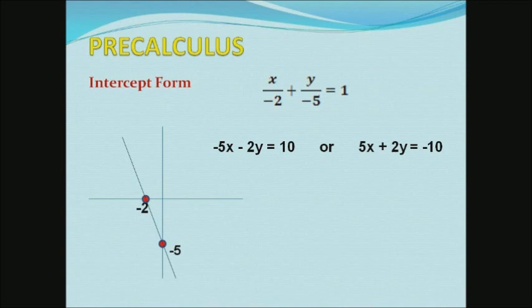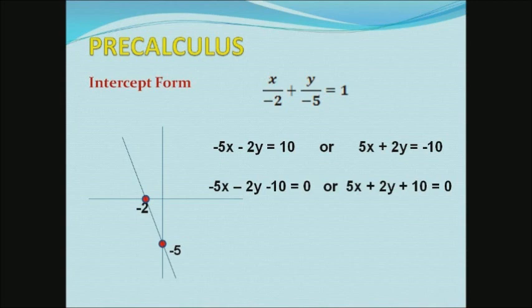-5x minus 2y equals 10. Or, kung gusto nyo naman, tanggalin natin yung mga negative signs doon sa left side by multiplying both sides by -1. It is also equal to 5x plus 2y equals -10. And either of these two equations, either of them is our standard equation.